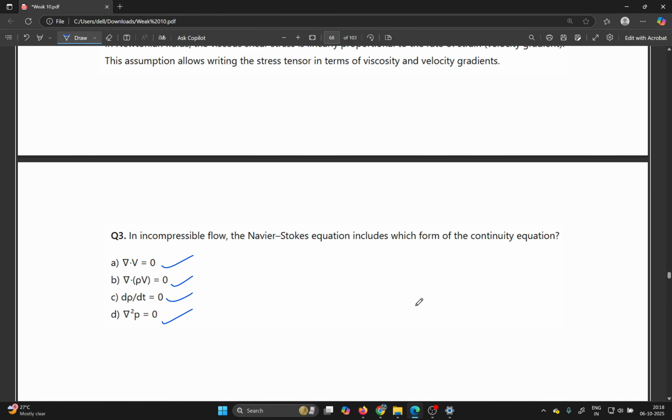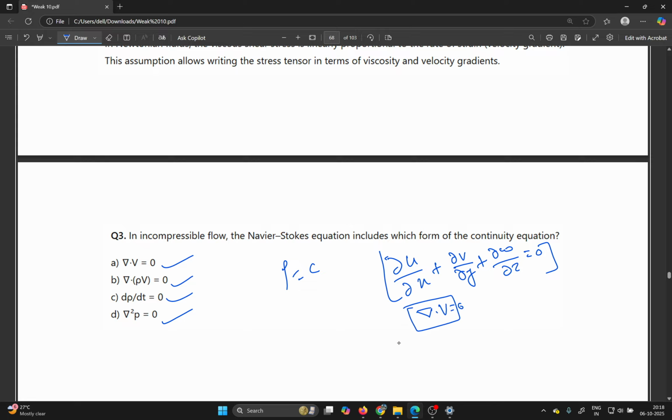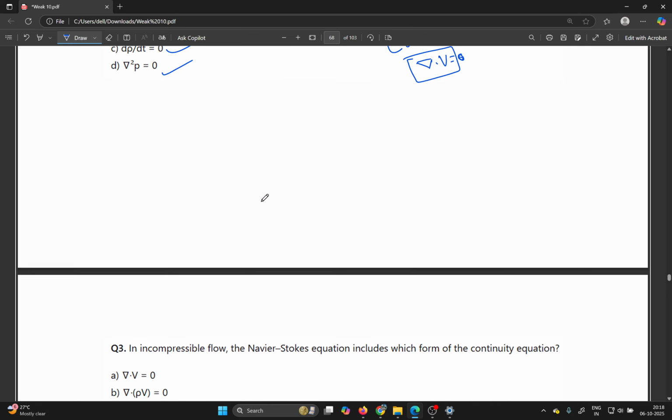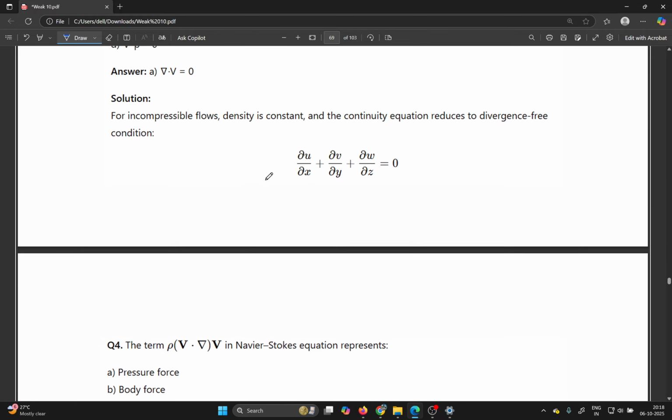As we have already discussed, in incompressible flow, rho is constant. So your continuity equation takes this form: del u by del x plus del v by del y plus del w by del z is equal to 0. You can write this equation like this, equal to 0. So option A will be correct here. Okay. Next question.